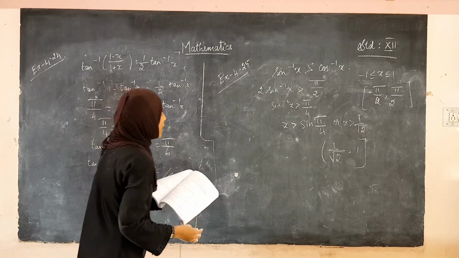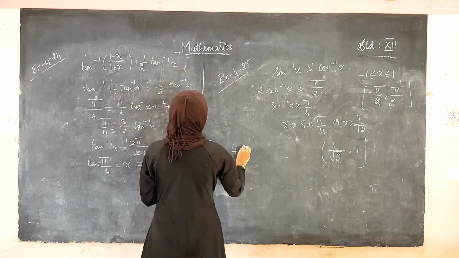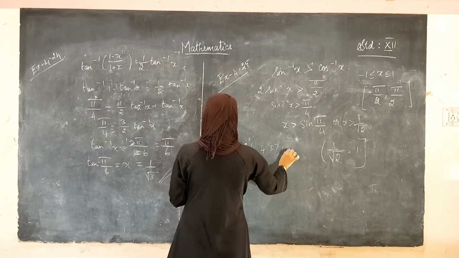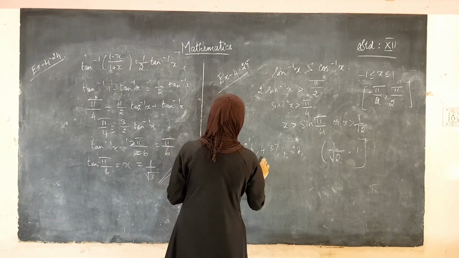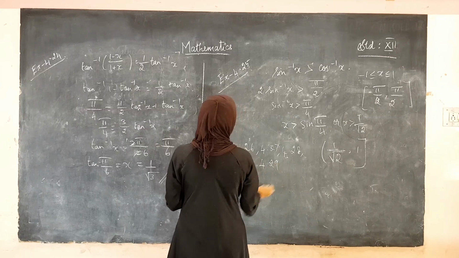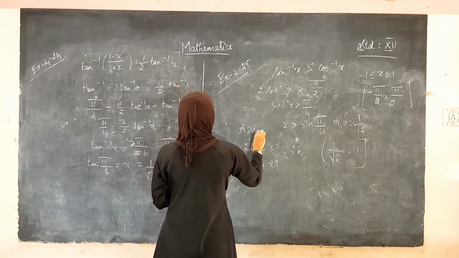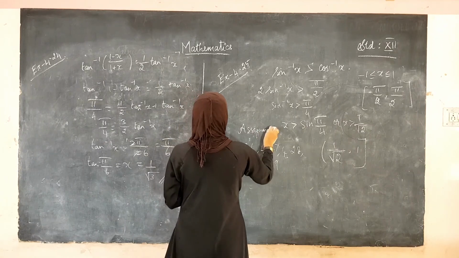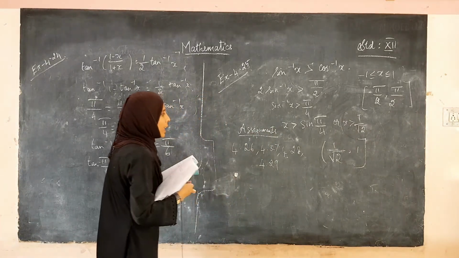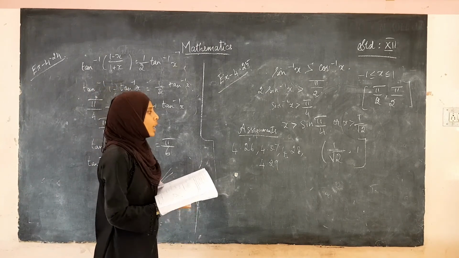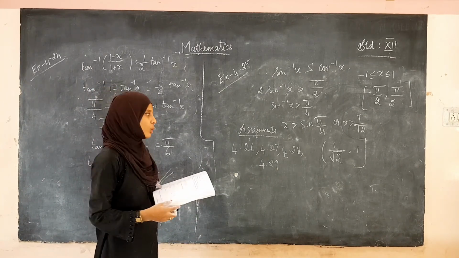So, we have another 4 examples, 4.26, 4.27, 4.28 and 4.29. These 4 are the assignment sums for you. In your book they have given the proof. So, see the proof and do the assignment. If you have any doubt, you can contact me.